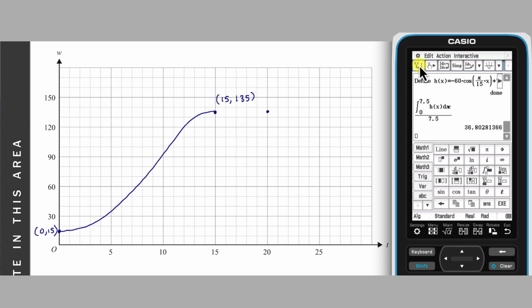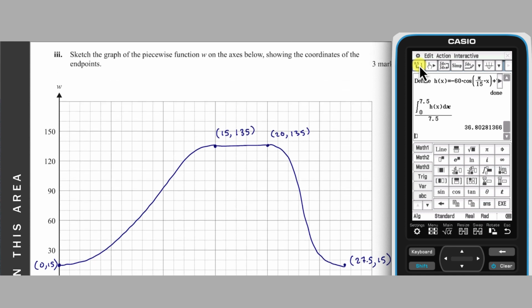For the next 5 minutes, the wheel is stationary, so the graph is horizontal from t equals 15 to t equals 20. The third section of our graph is a descent from a height of 135 down to a height of 15, that takes from time t equals 20 to time t equals 27.5 minutes. This section also looks like half of a period of a cosine curve, the going down half, but it is dilated horizontally by a factor of a half, as the wheel is rotating twice as quickly.